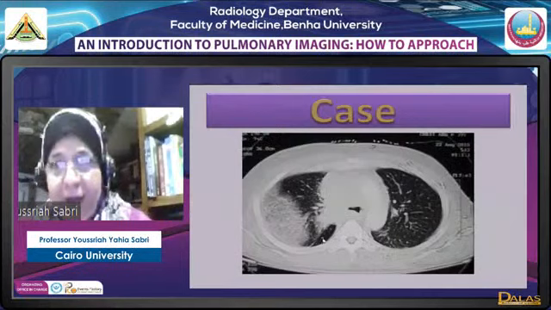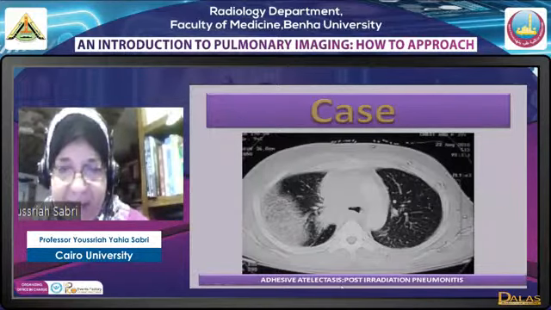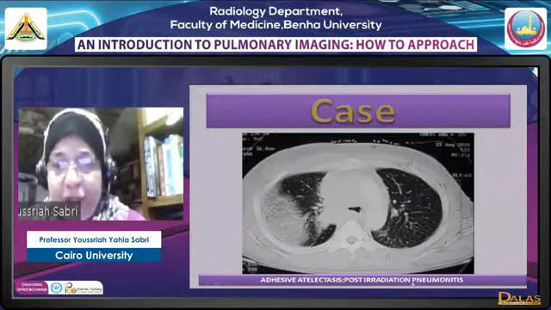Finally, we have the final type of collapse. It's not very common in adults. Actually, it is more common in children. And this is what we call the adhesive atelectasis. It is only seen in case of post-irradiation pneumonitis.